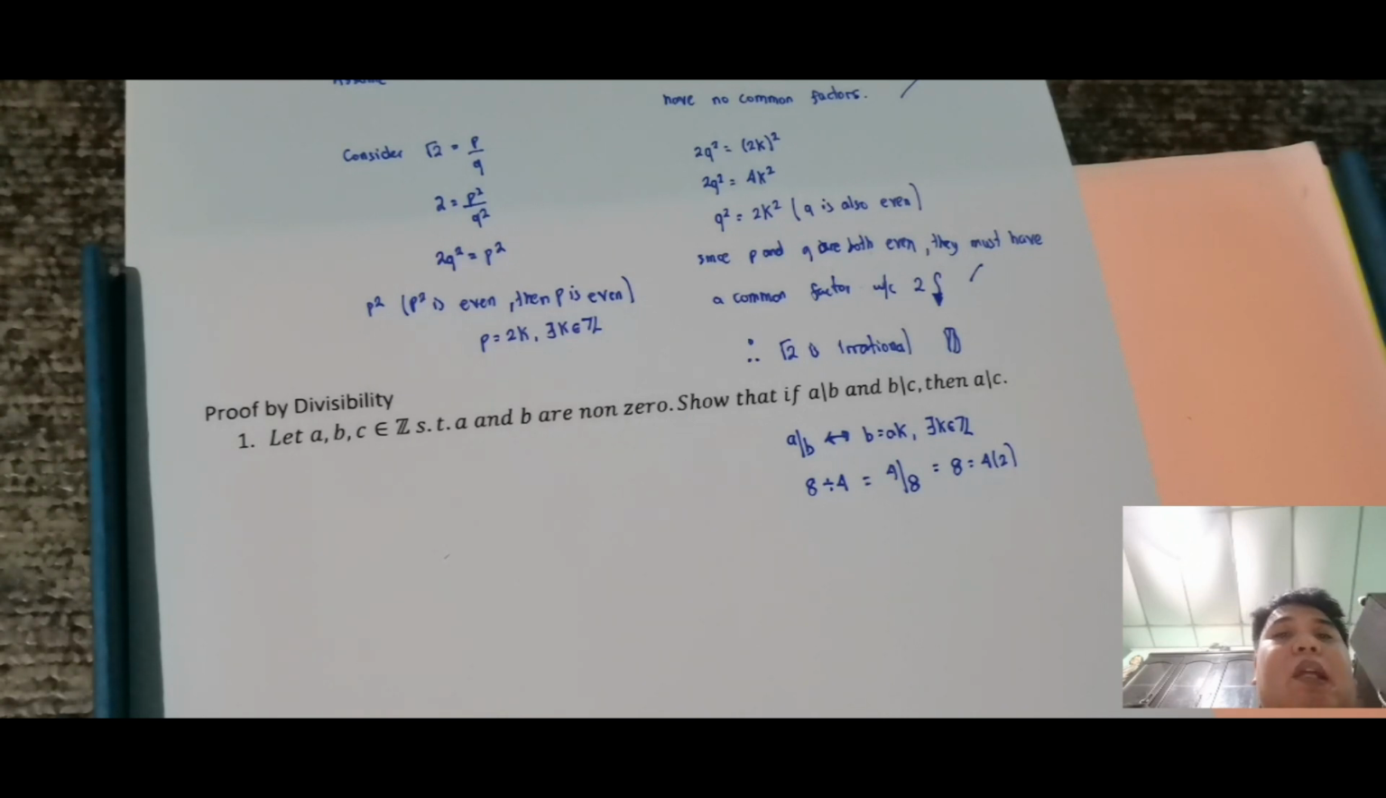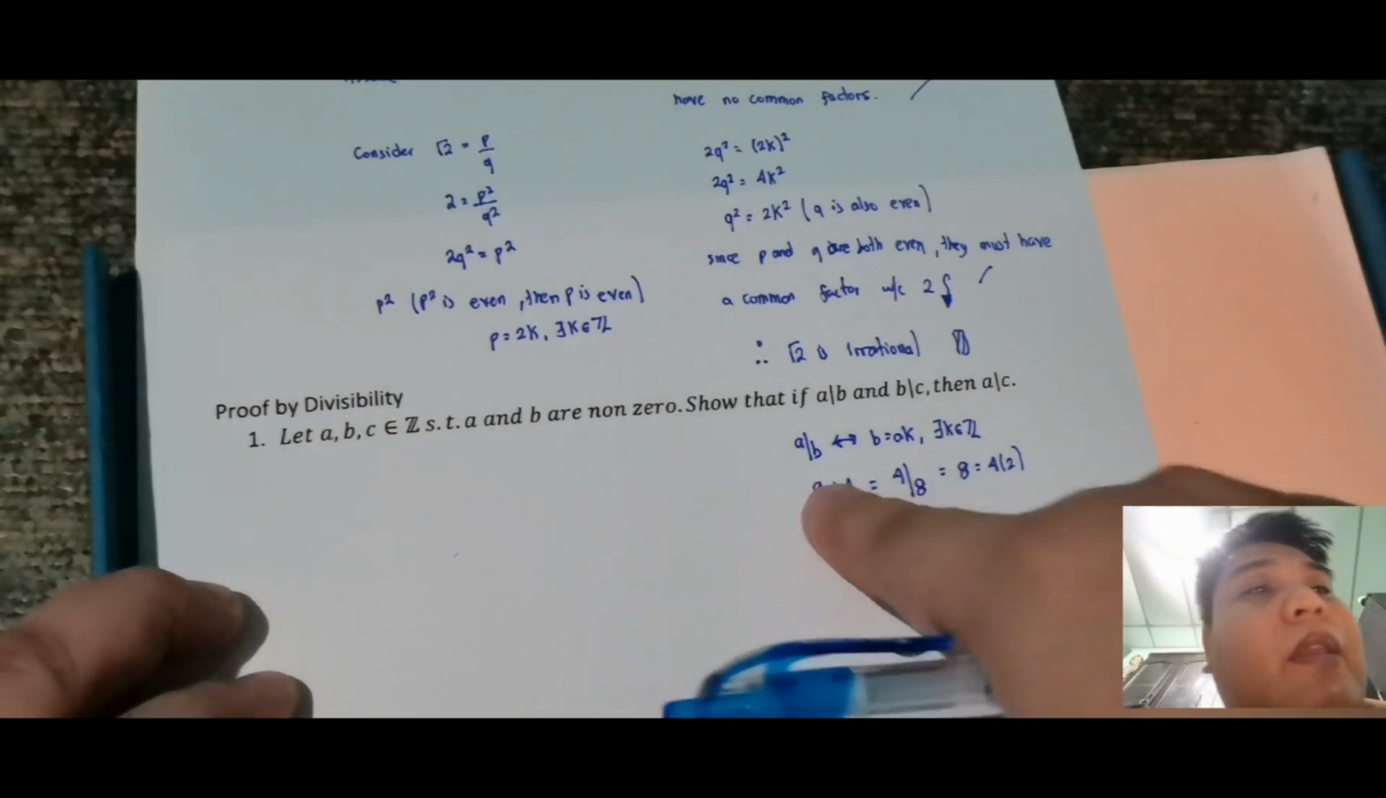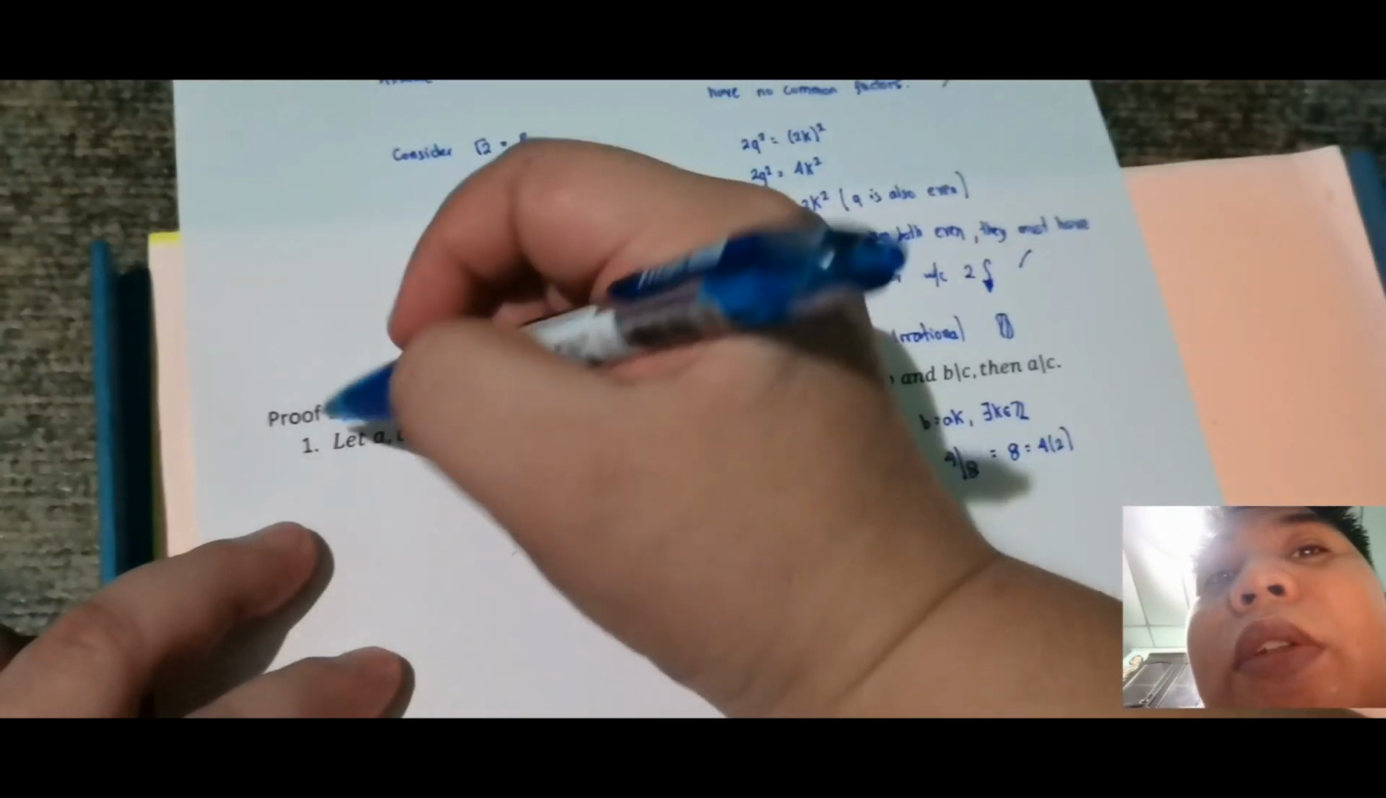Number 1: let A, B, and C be elements of the integers such that A and B are non-zero. Show that if A divides B and B divides C, then A divides C. So may assumption tayo, dalawa: A divides B and B divides C. Then ang proof natin ay show natin A divides C. Ito yung importante, gagamitin natin yan. Okay, so ito yung proof.